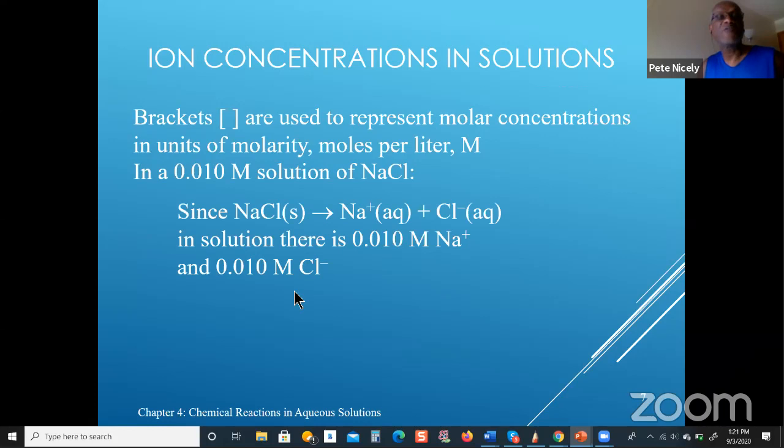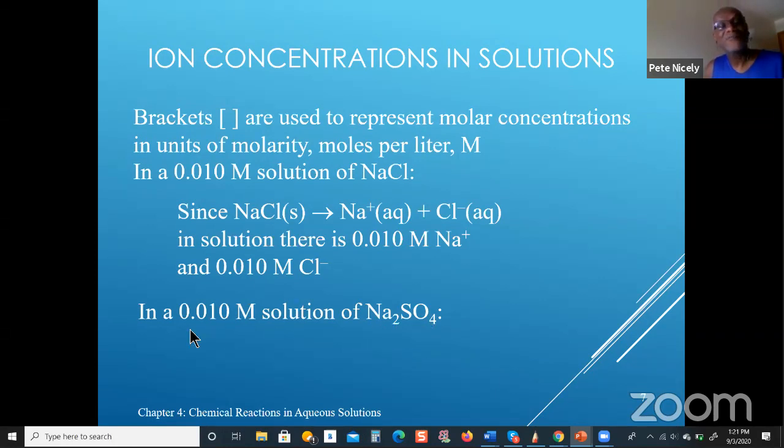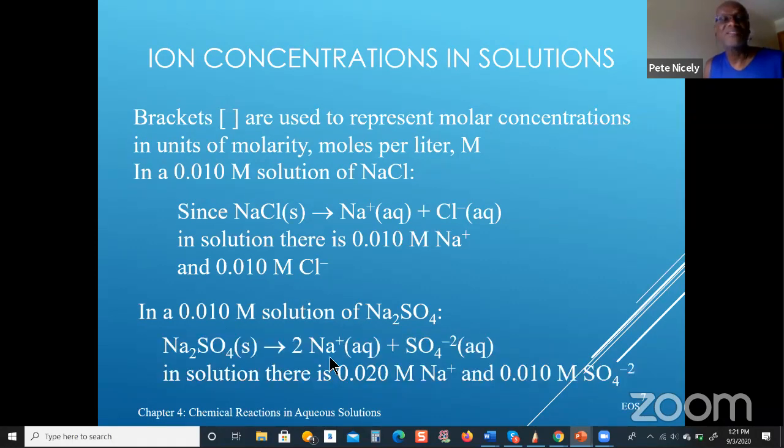So if you look at sodium chloride undergoing complete dissociation, based on the equation you see here, 1 mole of sodium chloride will dissociate to form 1 mole of Na+ and 1 mole of Cl-. So if the concentration of sodium chloride originally is 0.010 M, the concentration of sodium and the concentration of chloride will each be the same because of the 1:1:1 ratio based on the equation for the dissociation.